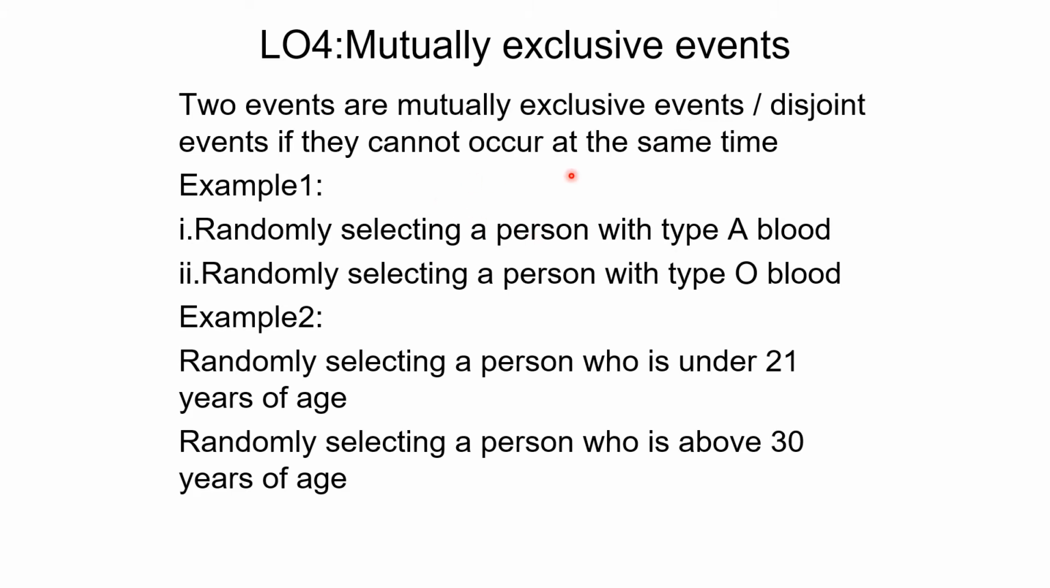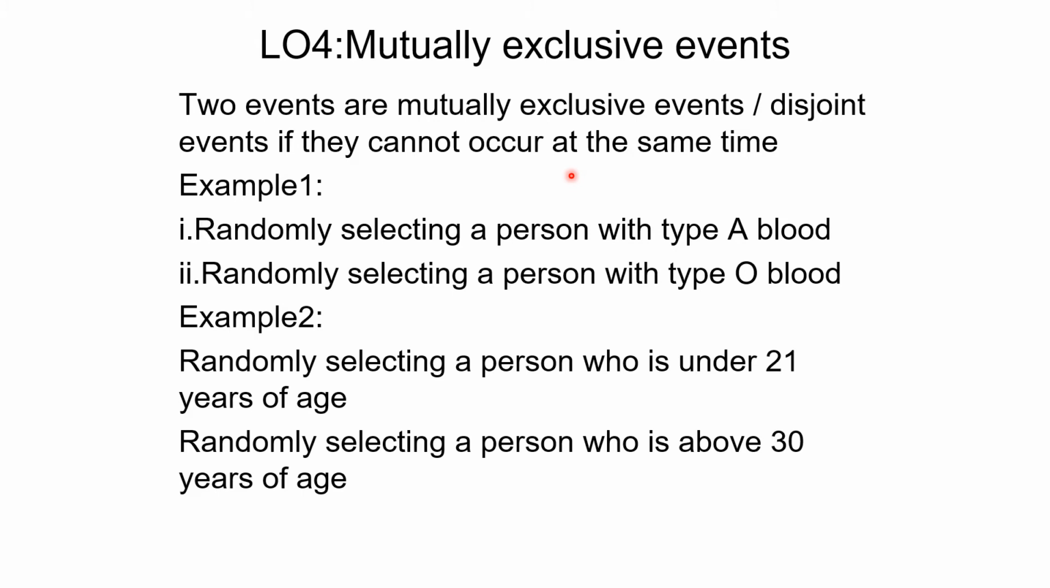For example, if you want to randomly select a person with type A blood, and you also want to randomly select a person with type O blood, these two events cannot occur at the same time, simply because a human only has one type of blood. So logically, these events cannot occur together and they are not connected. They are disjoint, so they are mutually exclusive on their own. Therefore, the first example is one example of a mutually exclusive event.